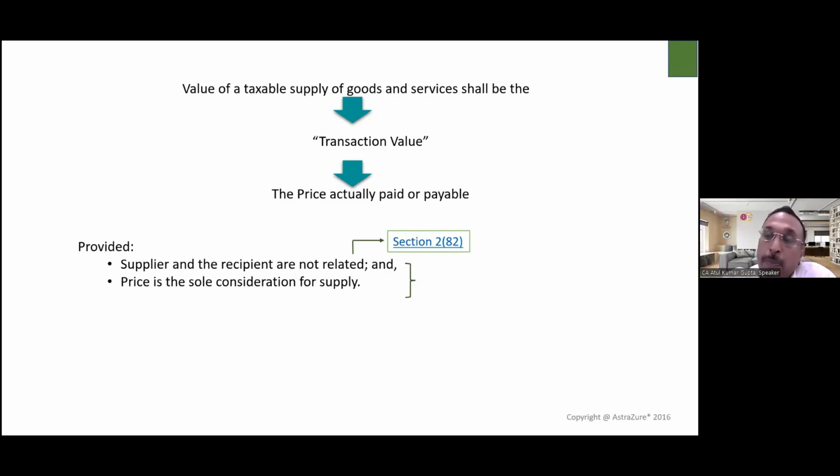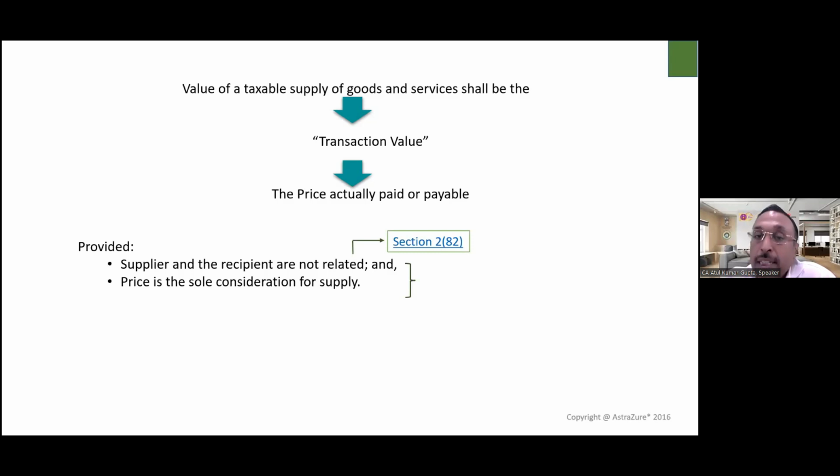Say for example, the normal price of a water bottle is 100 rupees and you are charging 40 rupees. Will that 40 rupees be acceptable? The answer is yes. The only two conditions when it will not be accepted are that the supplier and recipient are related parties, or the price is not the sole consideration. If these two cases are there, then the 40 rupees will be subject to scrutiny. It will be questionable.